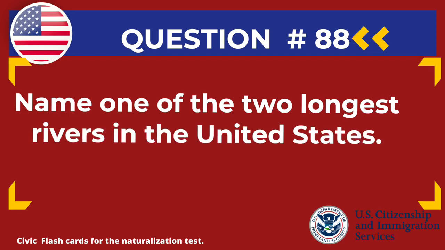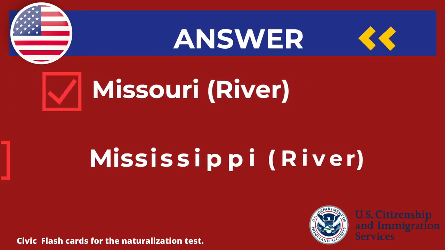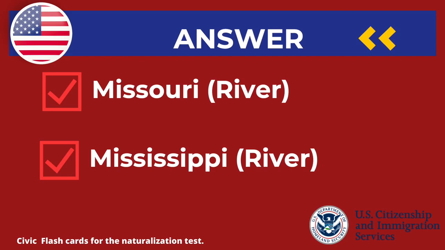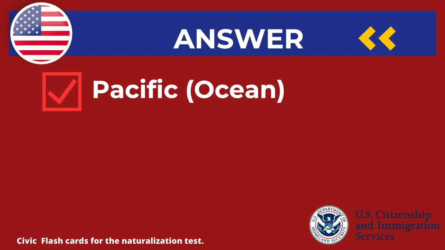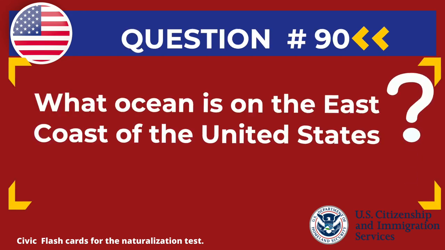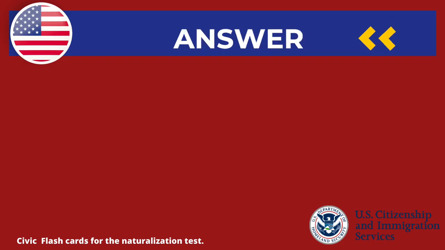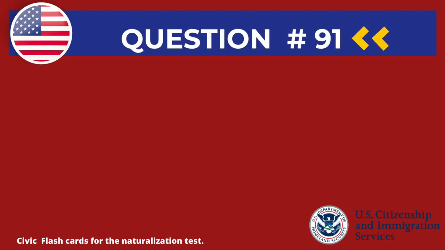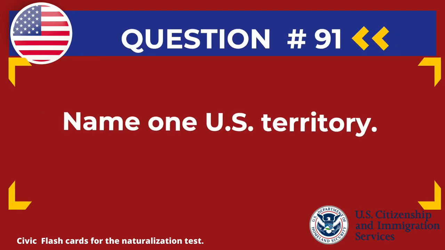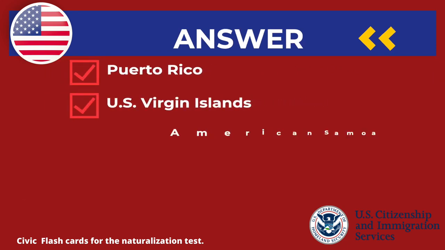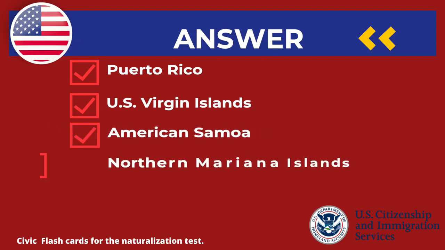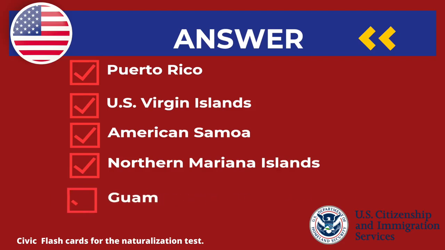Name one of the two longest rivers in the United States. Missouri River, Mississippi River. What ocean is on the west coast of the United States? Pacific Ocean. What ocean is on the east coast of the United States? Atlantic Ocean. Name one U.S. territory. Puerto Rico. U.S. Virgin Islands. American Samoa. Northern Mariana Islands. Guam.